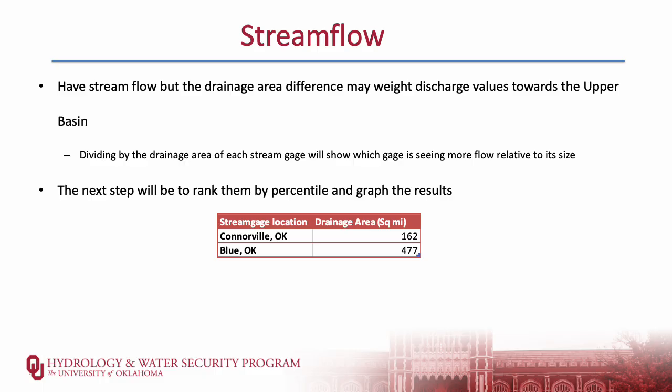And that brings me to the next step. The next step in this will be to rank the specific discharge values by percentile and to graph the results. And below here, you can see the drainage area for each stream gauge location. So the Connerville, Oklahoma location has a drainage area of 162 square miles, and the Blue, Oklahoma location has a drainage area of 477.